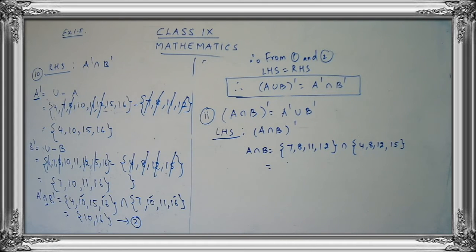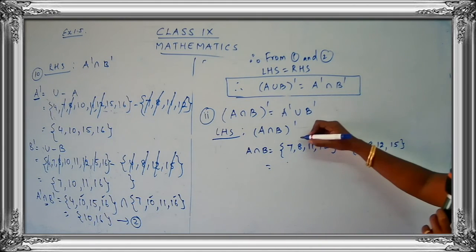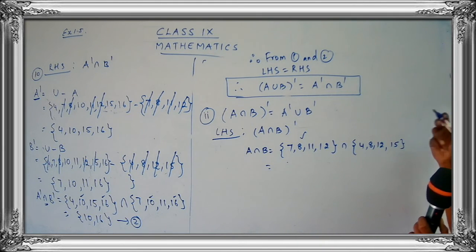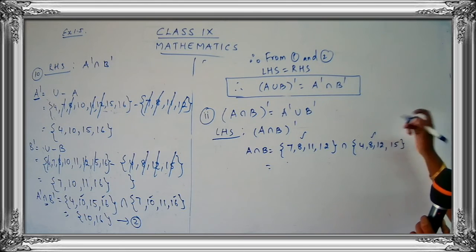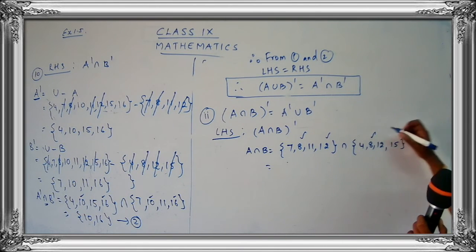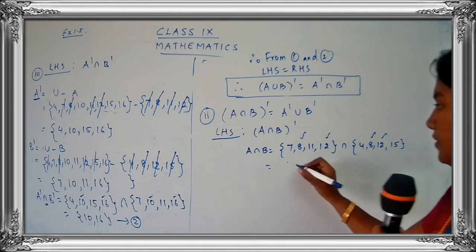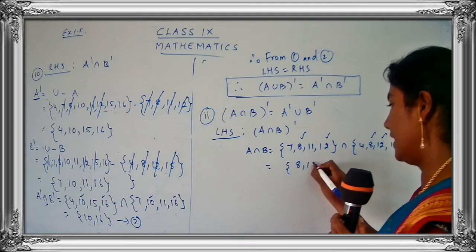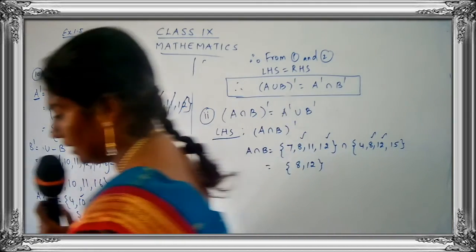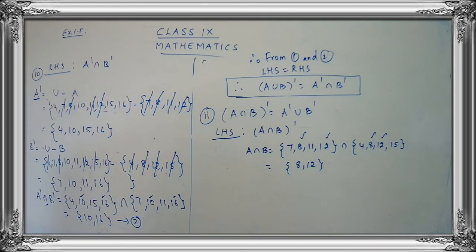What is common for A and B? Just check it properly. Intersection. So 8 is common, and 12 is common. So write down here 8, 12. What is common for A and B? 8, 12.